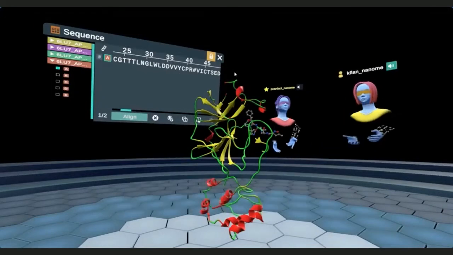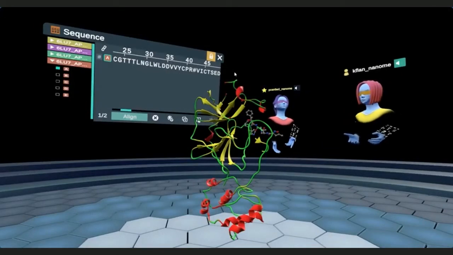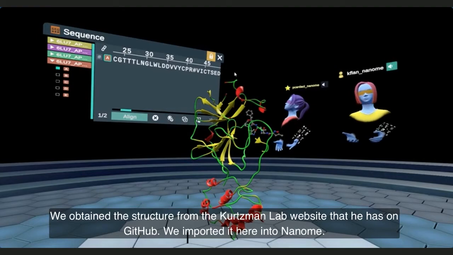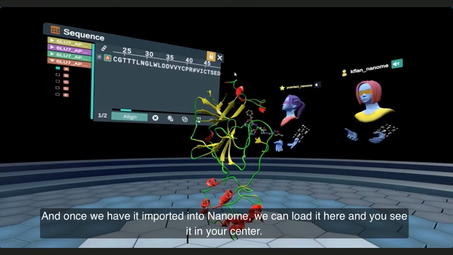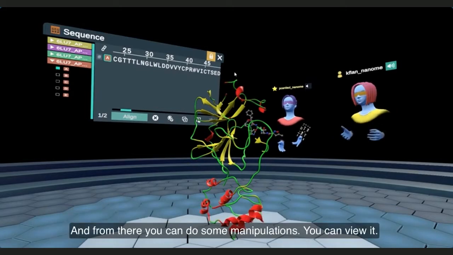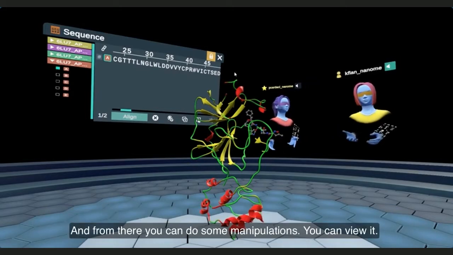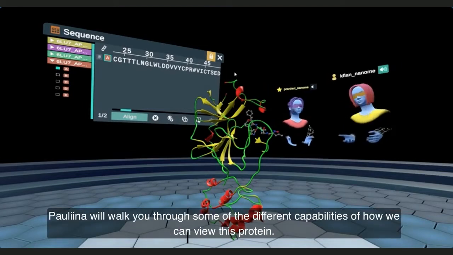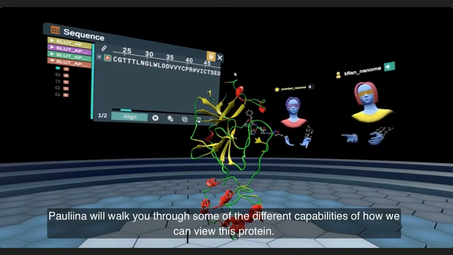Okay, so what we've done here is we've pulled up SARS CoV-2 main. We have taken a picture from the website that he has on GitHub. We imported it here into Nano, and once we have it imported into Nano, we can load it here, and you see it in your center, and from there you can do some manipulations, you can view it. Paulina will walk you through some of the different capabilities of how we can view this protein.